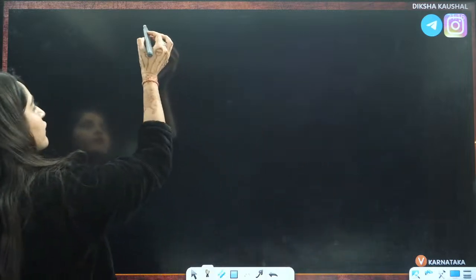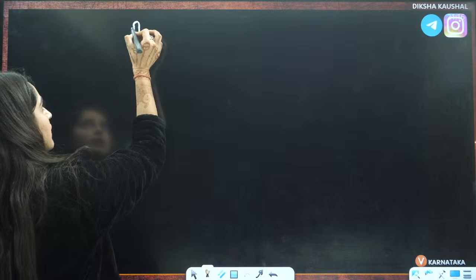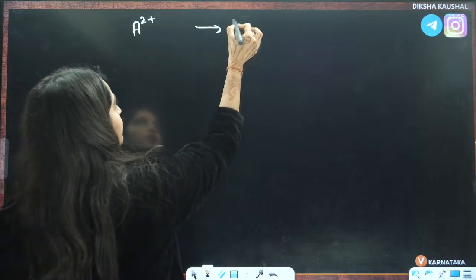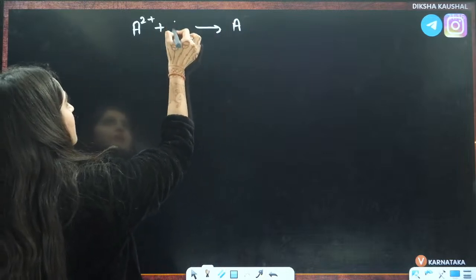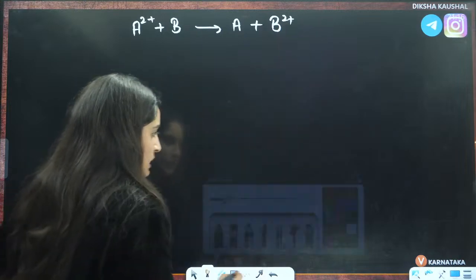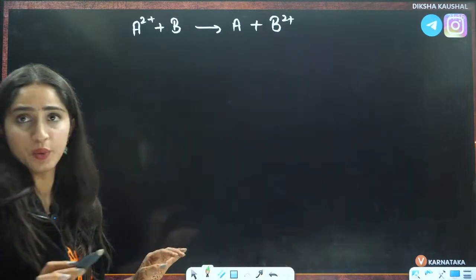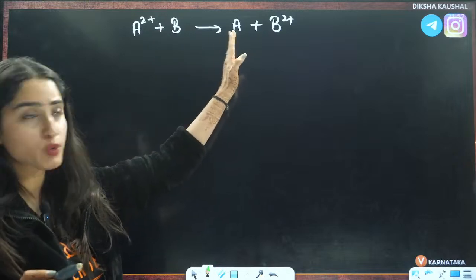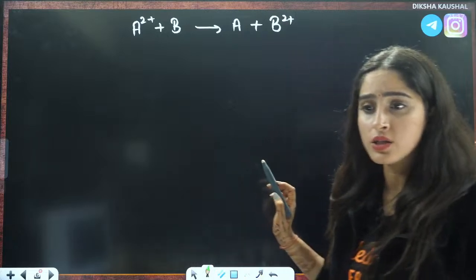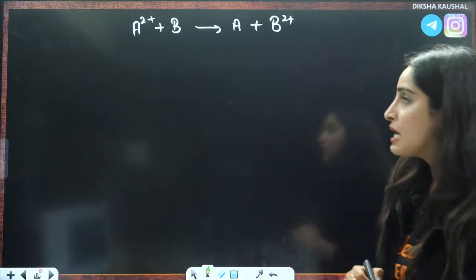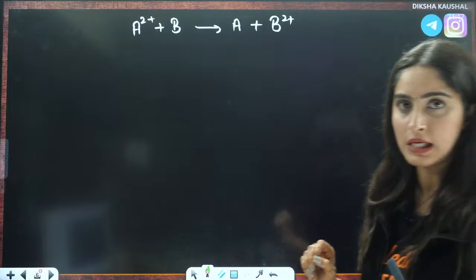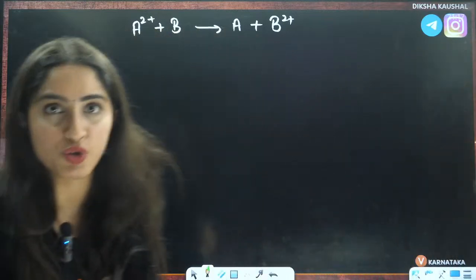For example, they have given you A2+ + 2A + B2+, A2+ to A, B2+. This is the question, these are the equations that are given to you. Now, let us see firstly how to calculate the value of QC, how to calculate the reaction quotient here.